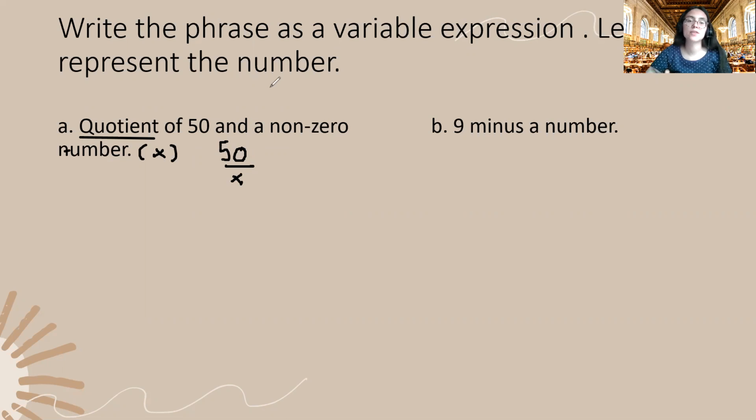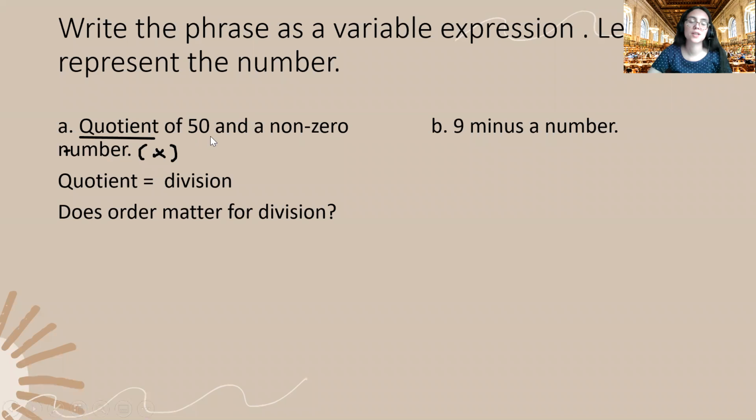Okay, so let's go ahead and break it down. Quotient means that we are going to have division. We said that. And does order matter for division? And the answer to that is yes. So our answer is going to be 50 divided by x.